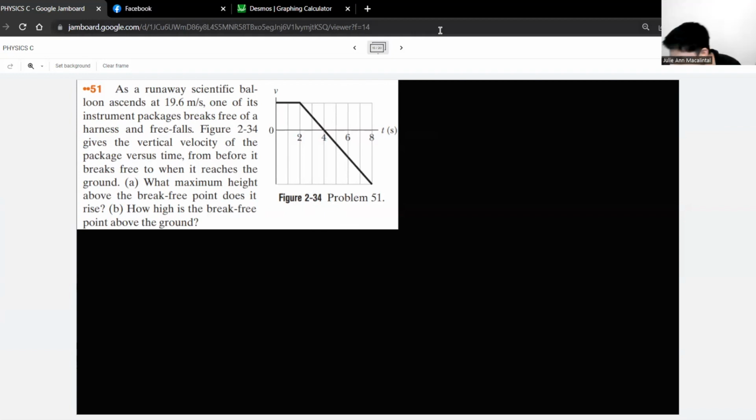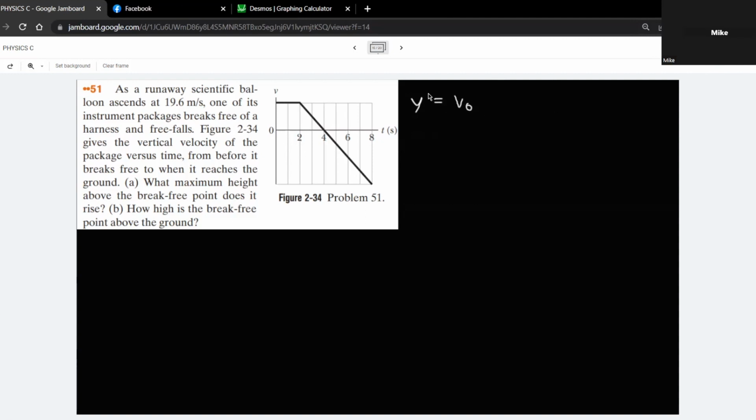So y minus y0 equals 0. Yes, y is basically equal to v0 t plus the acceleration term. What's the acceleration? Constant, negative 9.8. So like this, don't compute anything yet. Look at the velocity graph first.